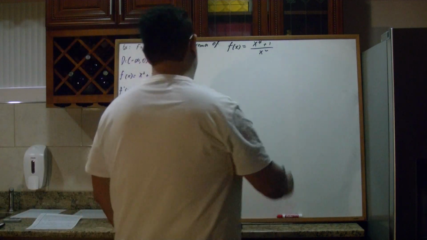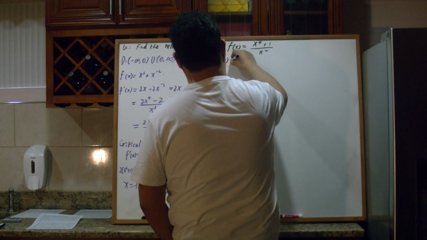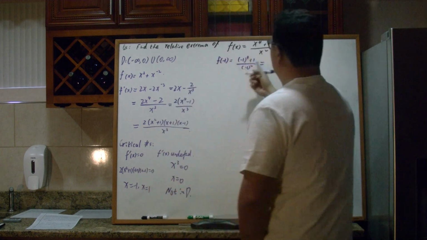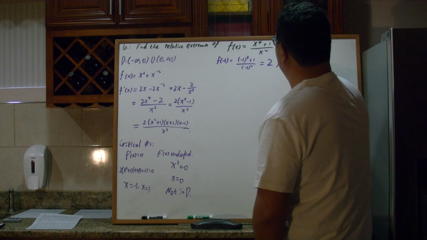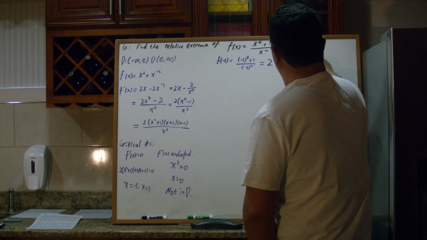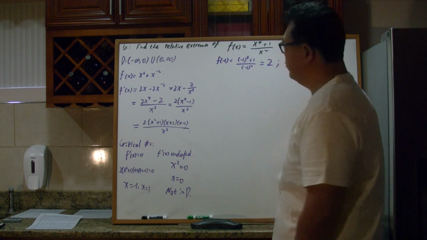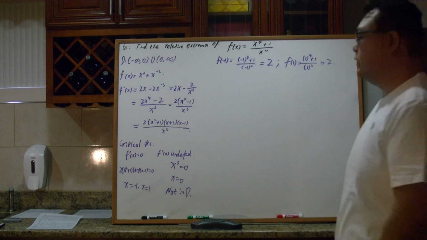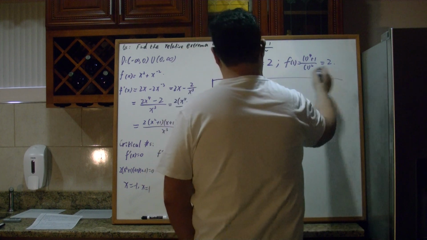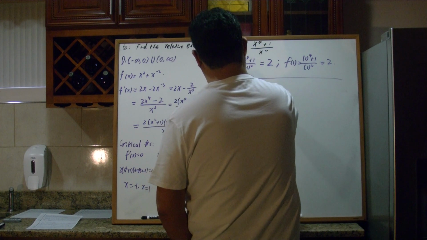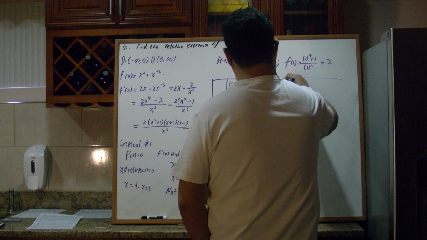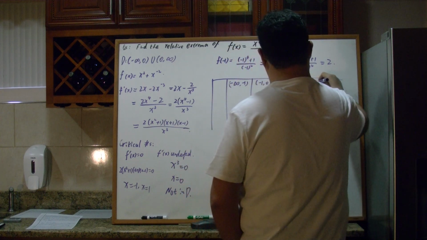Right, so we need to check the values. f of negative 1, that is negative 1 to the fourth, that's 1 plus 1 is 2 over 1 is 2. f of 1, since that's an even function, it will be the same thing. Right, the values are found. Then the last thing we will do is the intervals. Right? Negative infinity to negative 1, negative 1 to 0, 0 to 1, 1 to infinity.